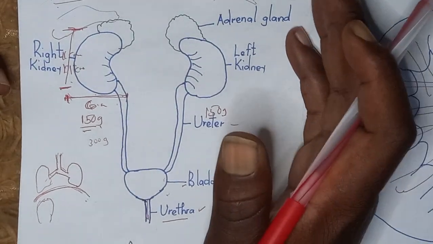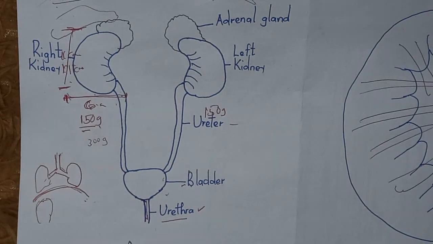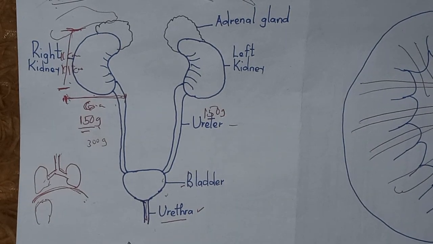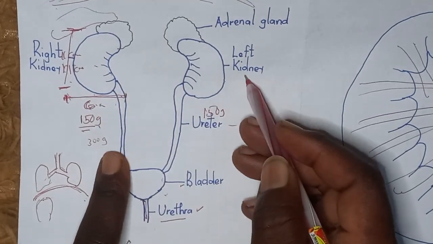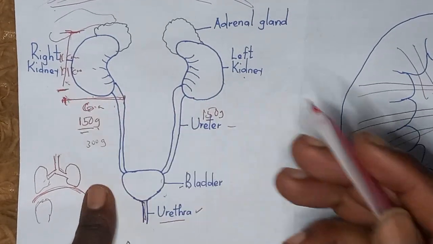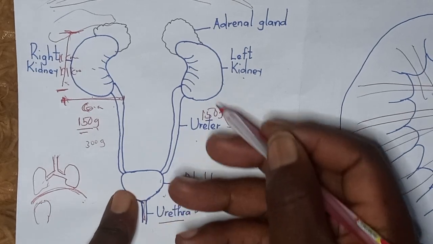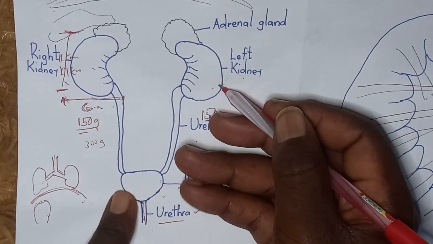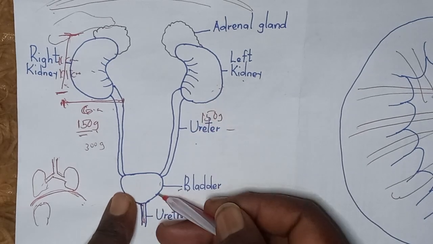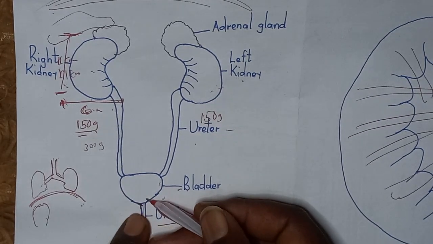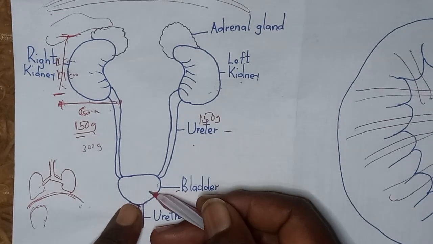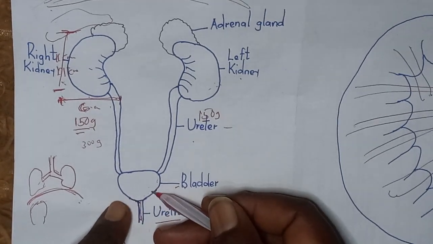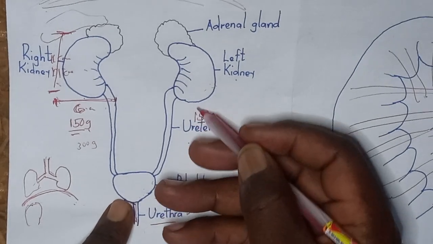As you can see here, we have the structure of the urinary system, which is a pair of kidneys. This is the left kidney and the right kidney. We have the ureter. After the collection of waste product from the blood, it is taken to the bladder. This bladder is used in the storage of that waste product, which is urine. So it stores urine for some time from the kidneys.